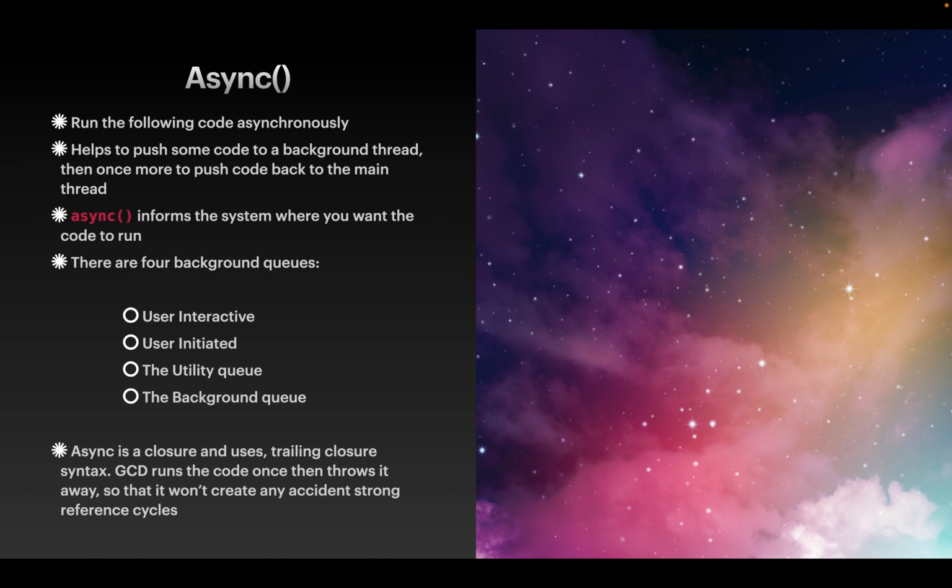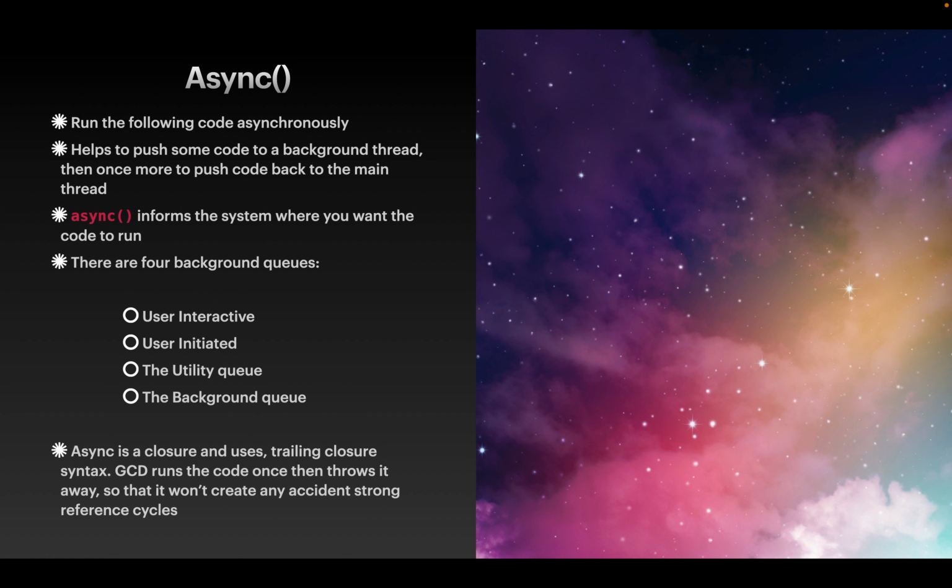The most important GCD function is async. With this async, we can run the code asynchronously, that is, without affecting the main code. This async will help push some of our code to the background thread, and once that is completed, push back to the main thread. So this is what async will do. This async will inform the system where you want to run the code. There are four background queues, so we can provide priorities.